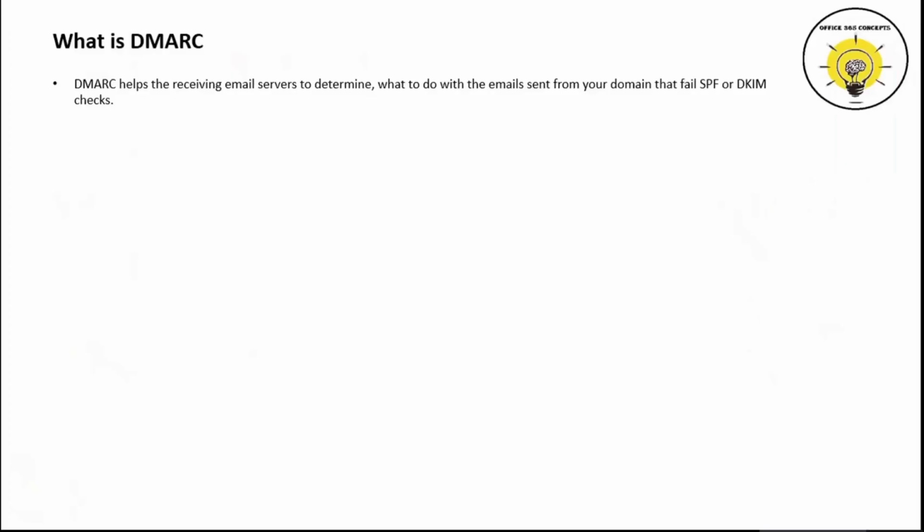If you go by definition, DMARC helps the recipient email servers to determine what action they should take on your emails if SPF or DKIM checks fail. DMARC works with SPF and DKIM. Before you enable DMARC for your domains, you must have SPF and DKIM records published for that particular domain. Let's consider an example and understand how DMARC works.